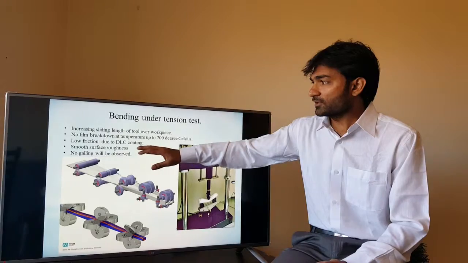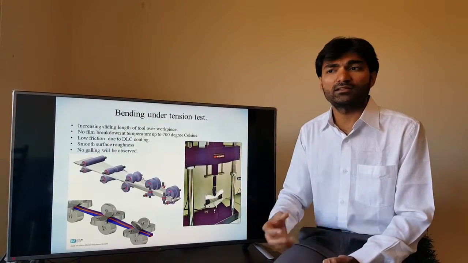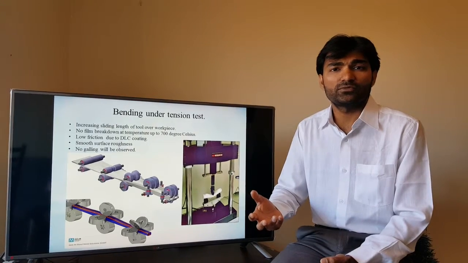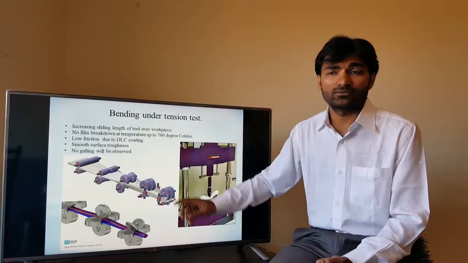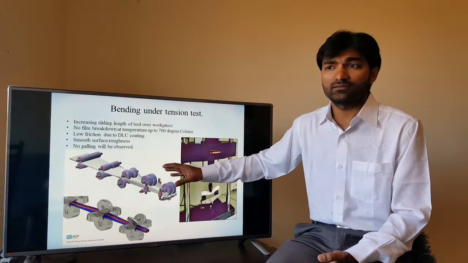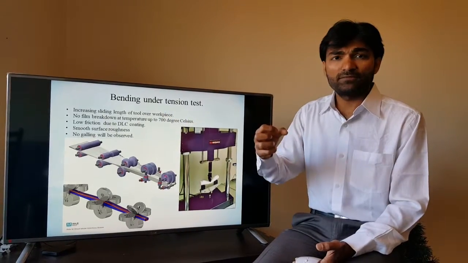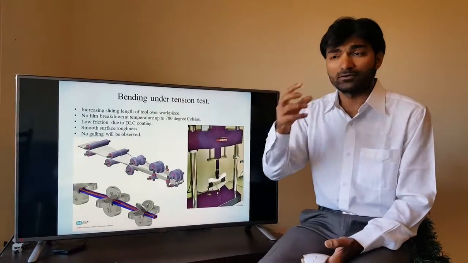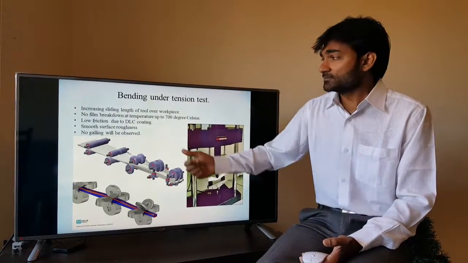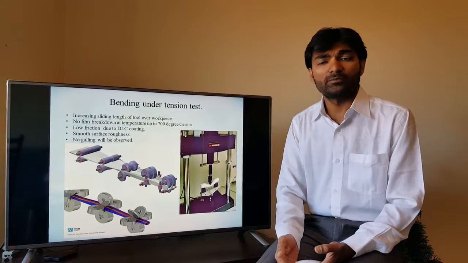And there would be low friction in the process due to the DLC coating, because DLC coating is well known for its low friction coefficient, and it can be used at high pressures in sliding and rolling. So DLC is playing a very important role as the coating on the tool. By combining all these effects of the tool, the workpiece, the lubricant, the additive and the coating, we get a smooth surface roughness and no galling will be detected.